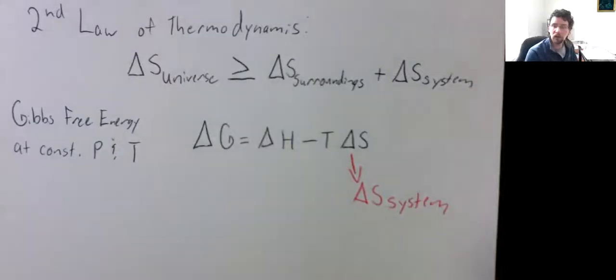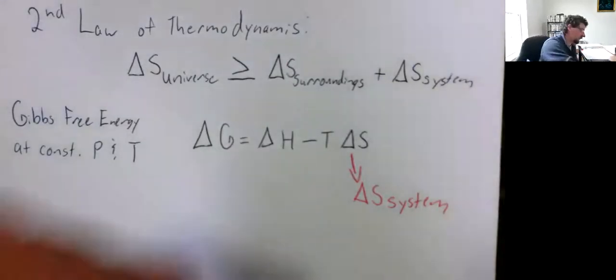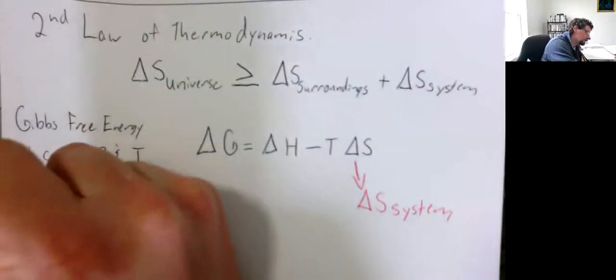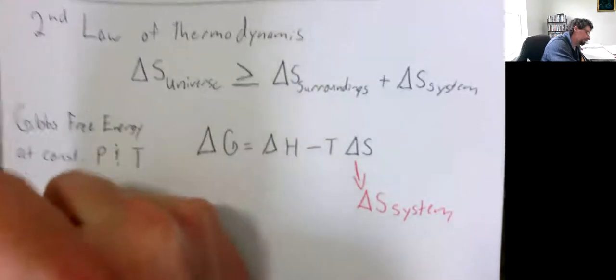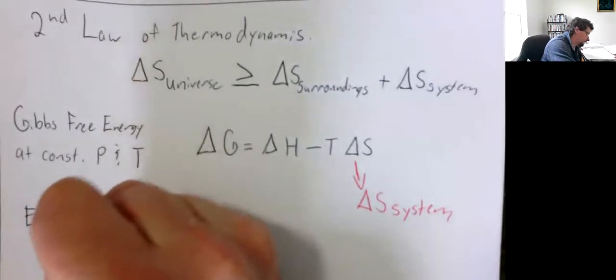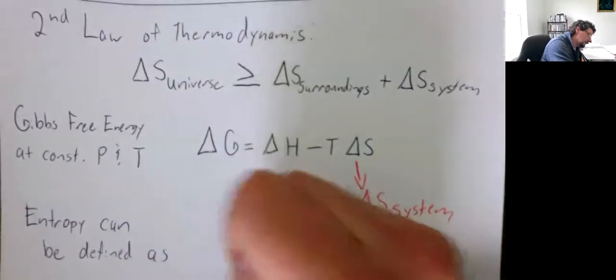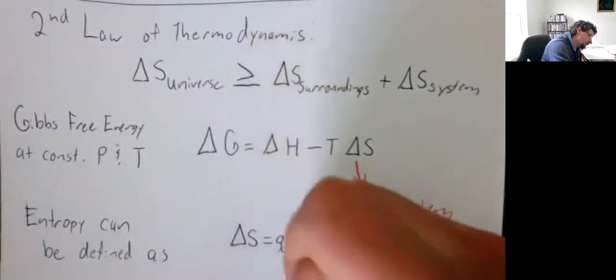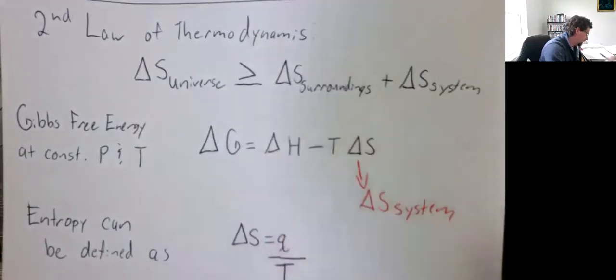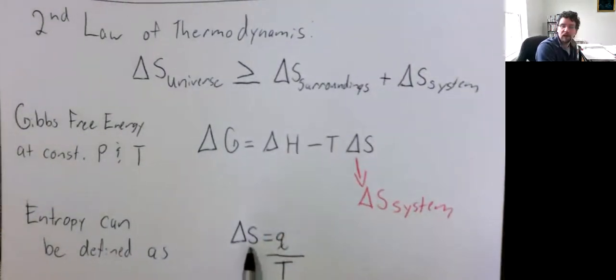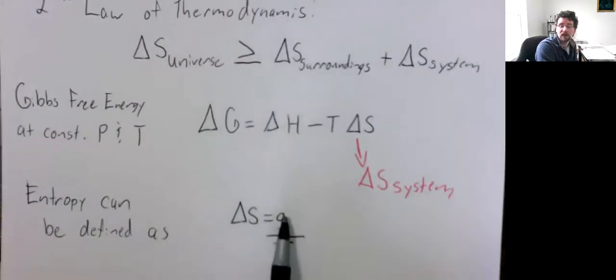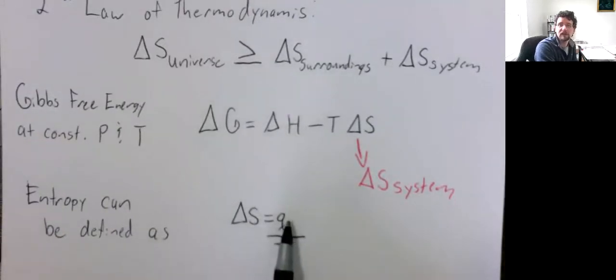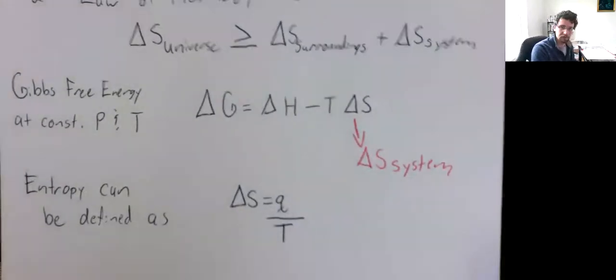Okay, one other thing that we need to bring back up is the definition of entropy. So this is the Clausius definition of entropy, where this comes from. Entropy can be defined as delta S is equal to Q divided by T. So this is delta S. It could be of a system, could be of surroundings. This Q could be the heat exchange with the system, or it could be the heat exchange with the surroundings.